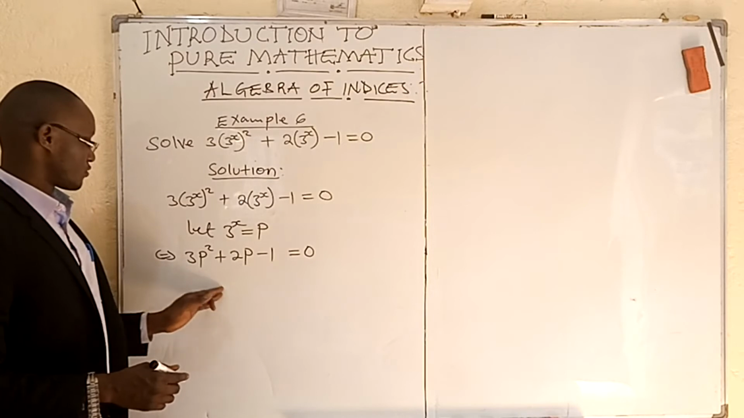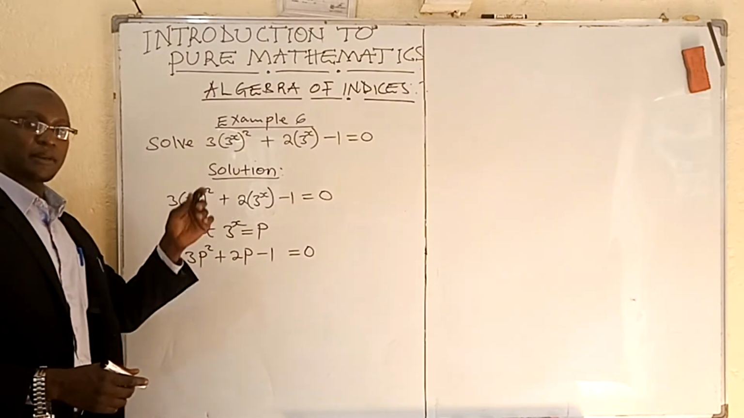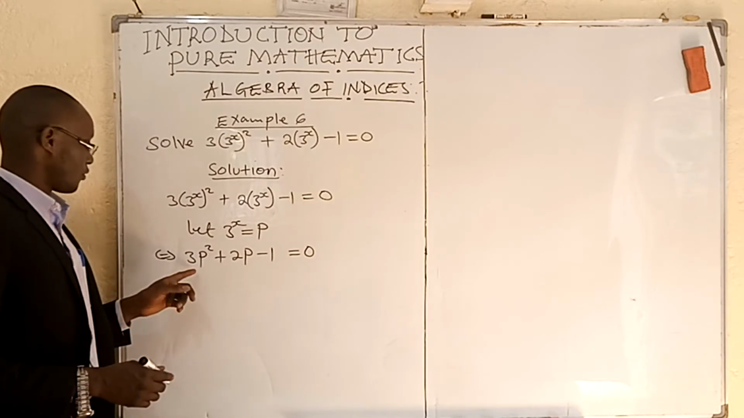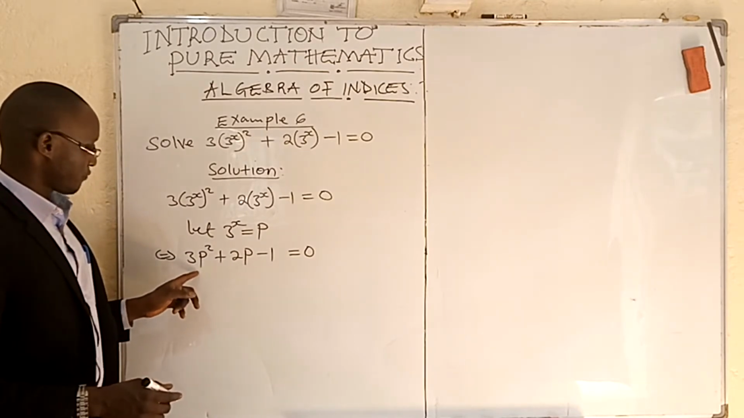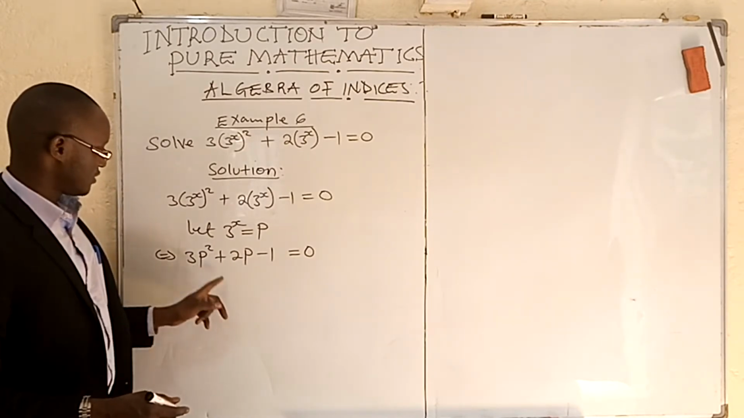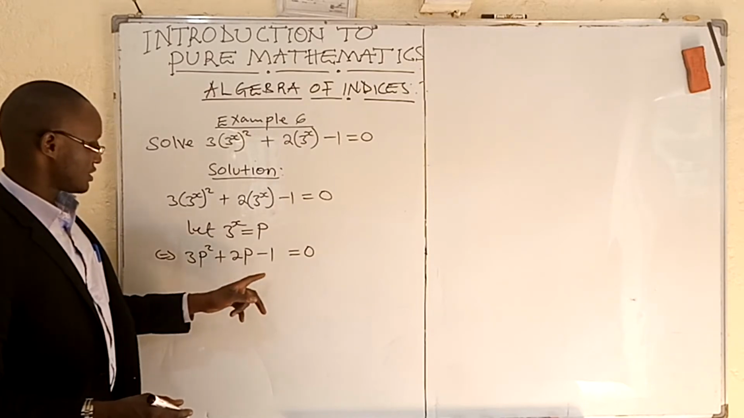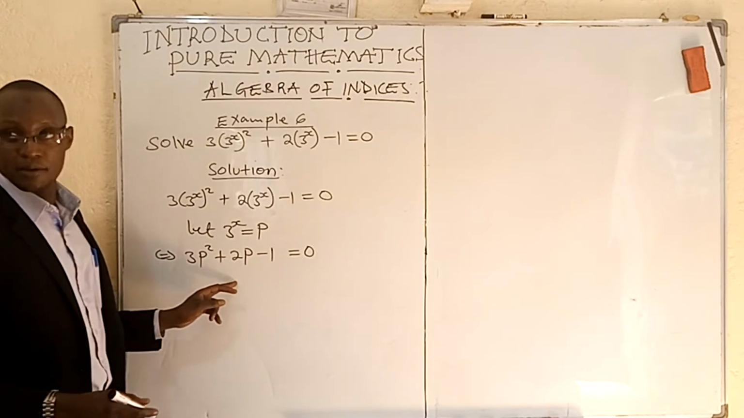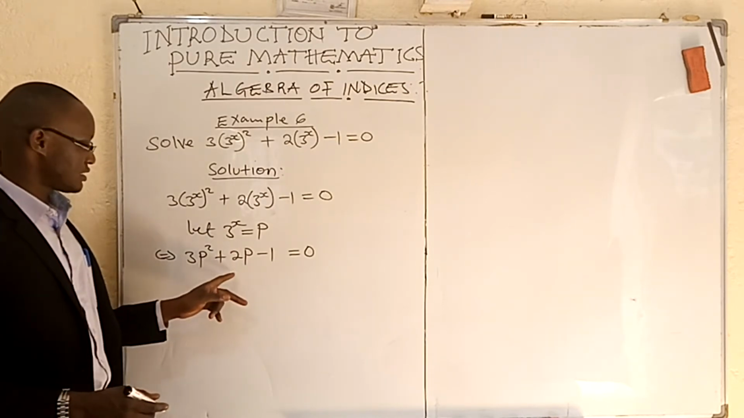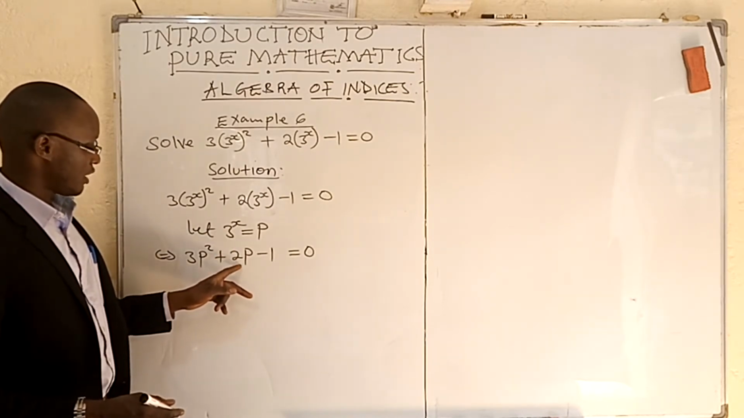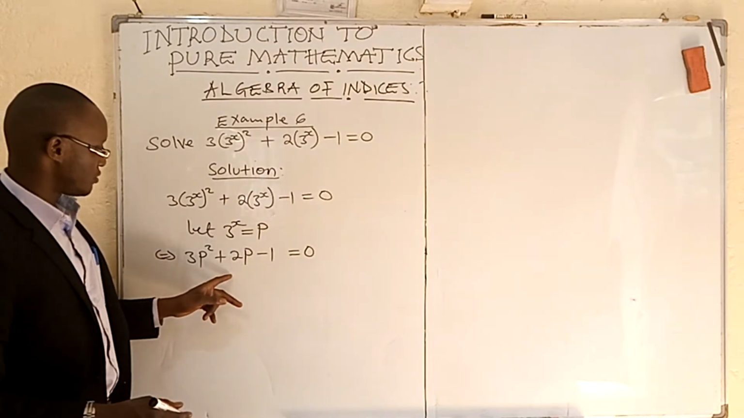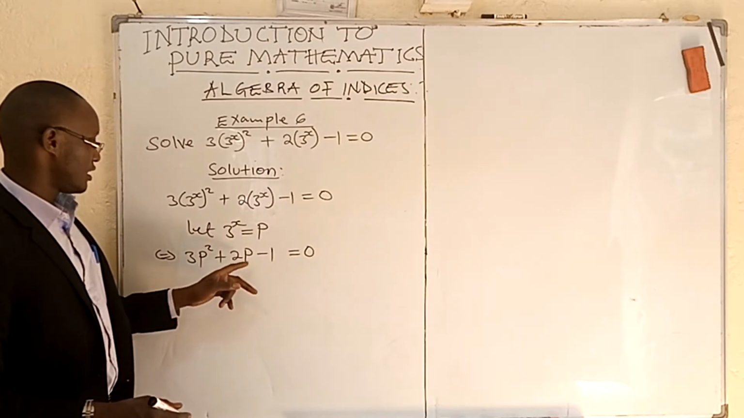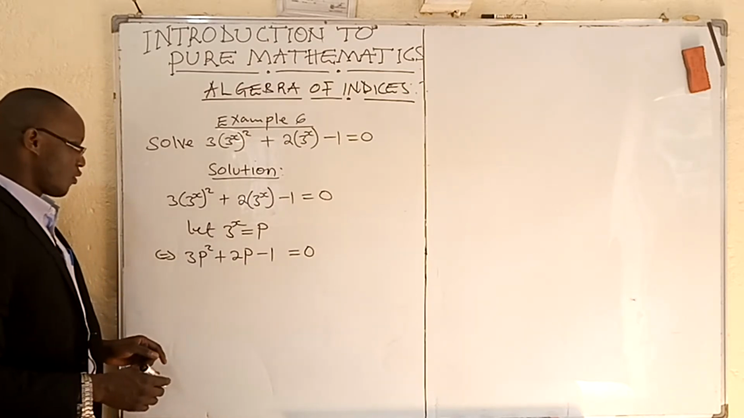I'm not going to take you through the process of factorization. I explained it earlier in example 4, I think. So in this kind of arrangement, if we factorize this, I'm seeing 3 times negative 1, that is negative 3. We get two numbers. When we multiply them, we get negative 3. We add them, we get 2p. And those two numbers are going to be positive 3 and then negative 1p.